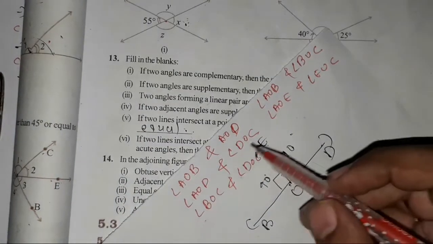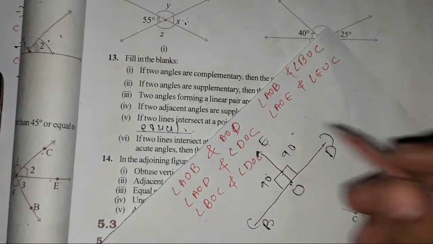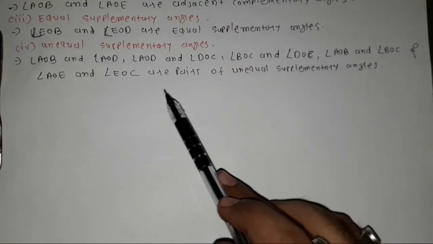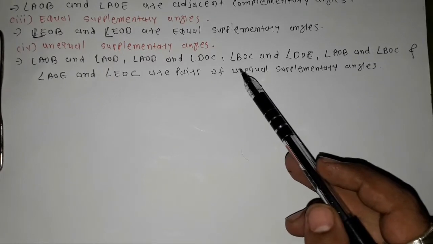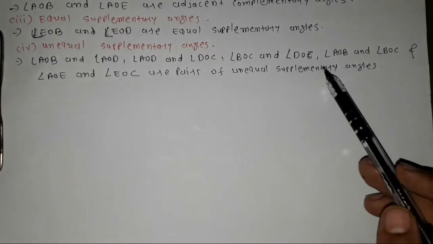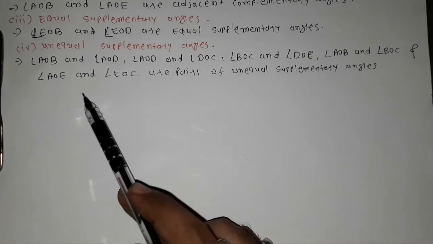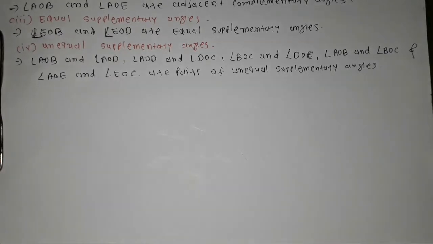So these are the pairs which are unequal and which are supplementary angles. So here we may write: angle AOB and angle AOD, the pair of angle AOD and angle DOC, the pair of angle BOC and angle DOC, the pair of angle AOB and angle BOC, and the last pair of angle AOE and angle EOC are pairs of unequal supplementary angles.